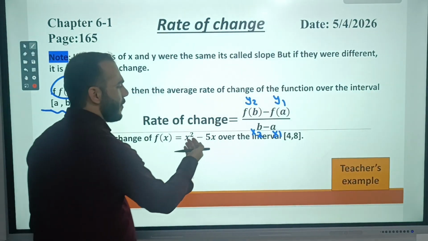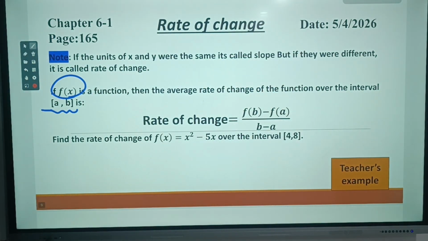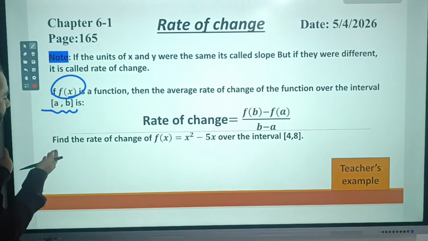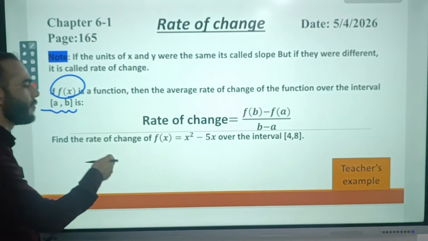So right now, let's deal with some questions and see how we are going to deal with rate of change. Well, find the rate of change of f of x equals x squared minus 5x.